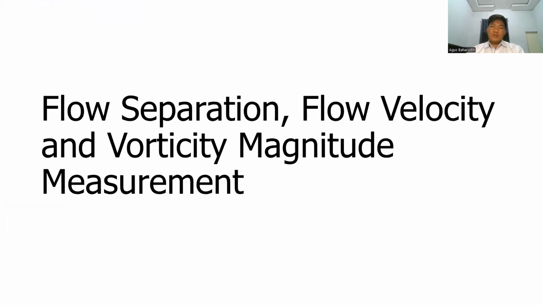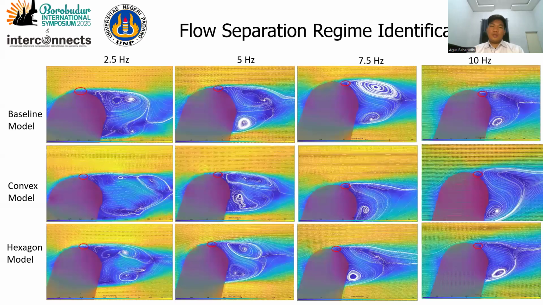Next, flow separation, flow velocity, and vorticity magnitude measurements. This is the flow separation regime identification. The main idea is to locate where the flow separation takes place in the different situations. For example, for the convex ball, even though the flow speed is increased, the location of the flow separation stays the same. It will be slightly different for the baseline model.